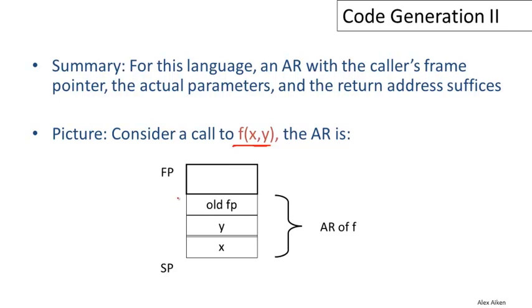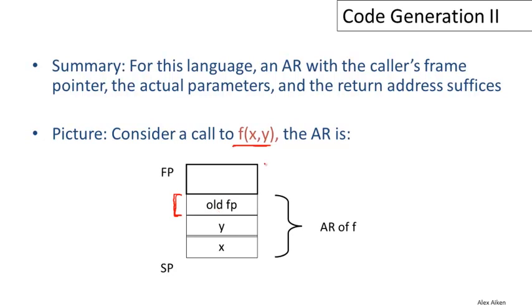So we'll have the old frame pointer. This is the frame pointer that points to the caller's frame, not to the frame of the function that we're executing. And the reason for that is that we have to save it somewhere, because the frame pointer register will be overwritten with the frame pointer for the current activation. And so we have to save the old one so that we can restart the caller when we return to it from the current function.